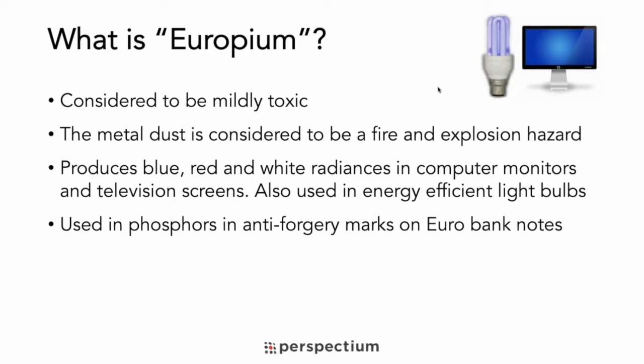However, it gets better. Europium is also an element that produces red, white, and blue radiances in computer monitors and television screens, which means that you're probably looking at some europium right now. It's also used in energy-efficient light bulbs and anti-forgery marks on euro banknotes. But more importantly than any of that, it is, of course, the latest release from Perspectium. So let's get into it and take a look at the release themes for Europium.